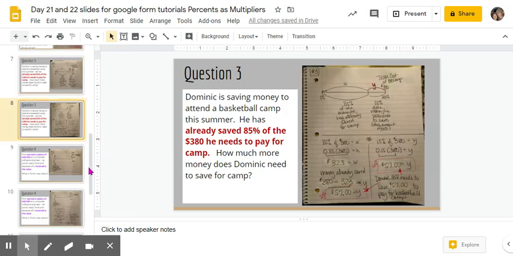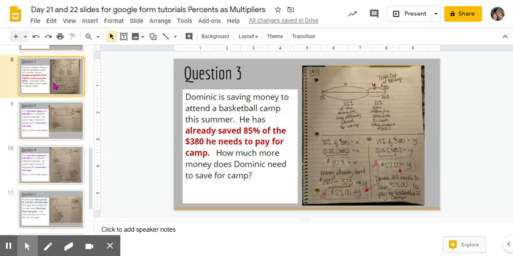So with that diagram, I can now start to solve with an equation. First, I'm going to use this 85% as the multiplier. So on this side, we're going to look at the work. 85% of 380 would be the amount of money that he already saved. I use the multiplier for 85%, which is 0.85, times 380 equals X. So $323 is the value. That's the money he already saved.